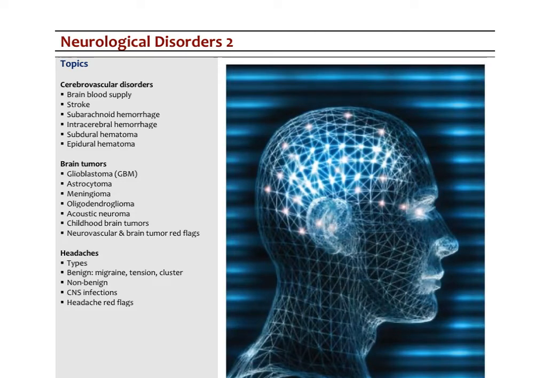Okay, in this first section on neurological disorders, we're going to look at cerebral vascular disorders. We'll review the brain blood supply, we'll look at the different types of stroke, and then we'll look at things like subarachnoid, intracerebral, subdural, epidural hematomas. So we'll review all of these blood vessel issues in the brain. And then in a future lecture, we'll look at brain tumors, and then we'll look at headaches.